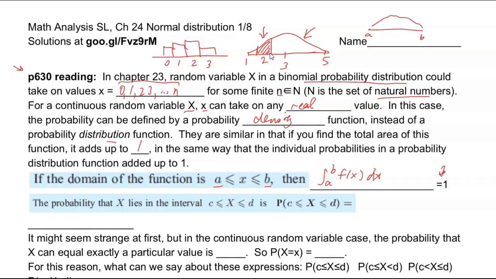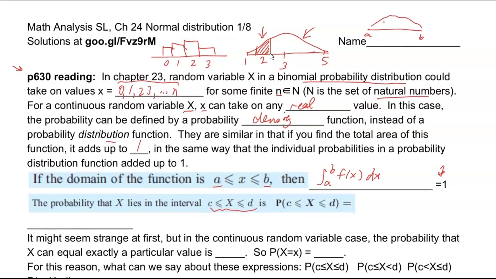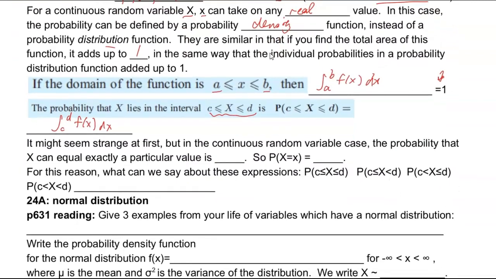The probability that the random variable x lies in the interval C to D, which would be some kind of subset here, is the integral from C to D of the probability distribution function. It might seem strange at first, but in the continuous random variable case, the probability that random variable x equals exactly a particular value is 0.